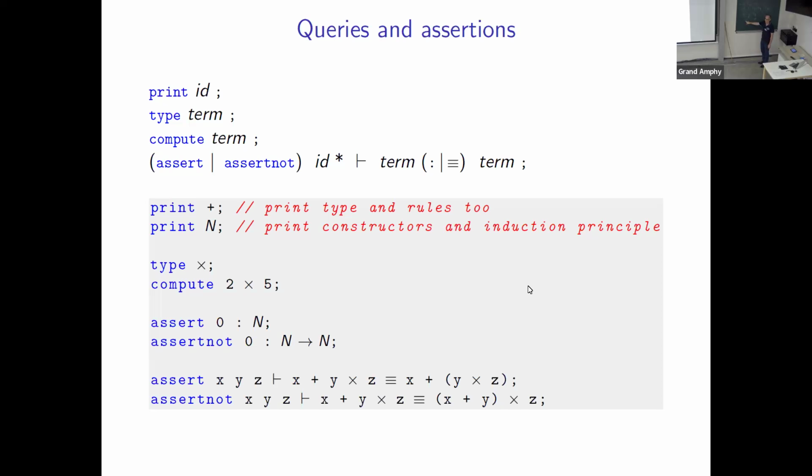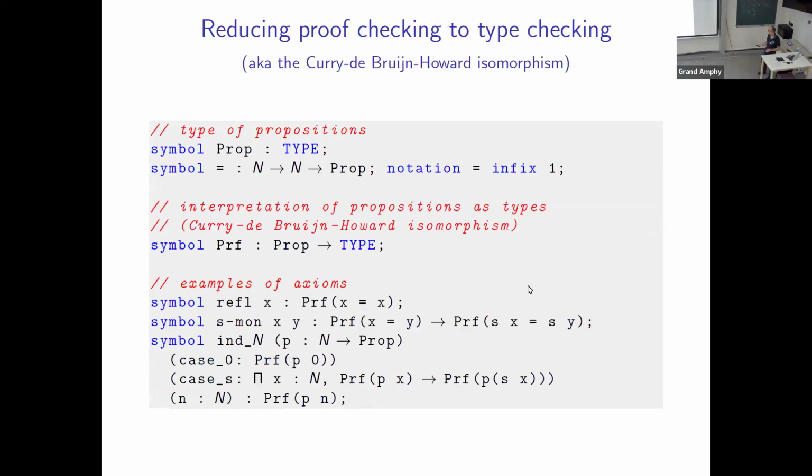But objects are not types. So if I want to provide a proof of a conjunction, I need to interpret this as a type. And this is what we are going to do. I introduce a new symbol to interpret propositions into types in the logical framework.